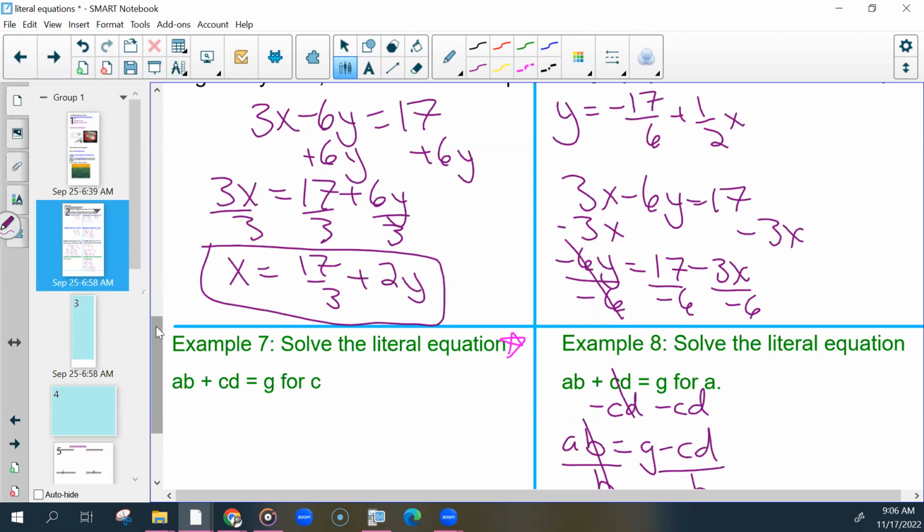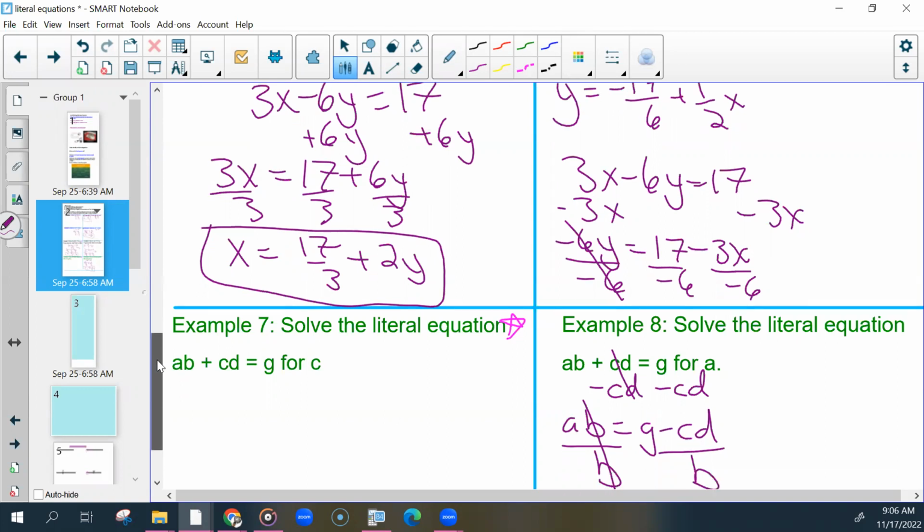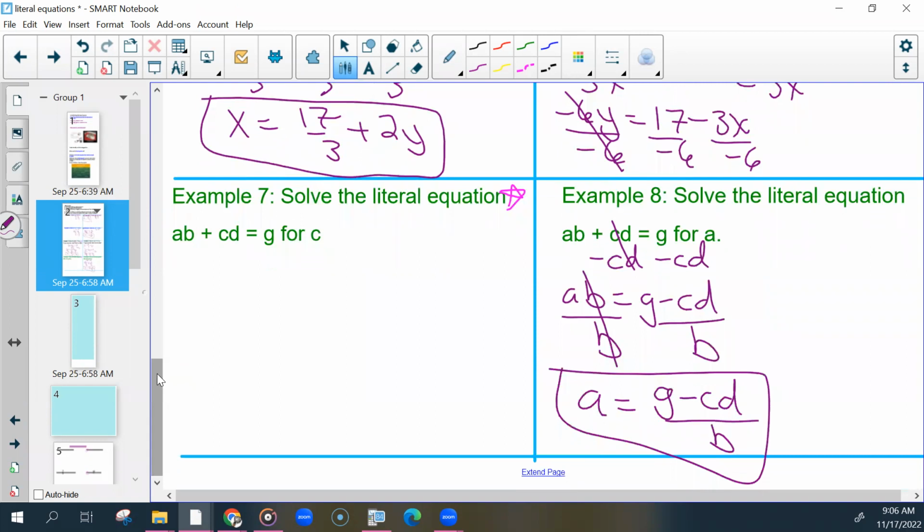Then for 7, the final answer was C, not D. C equals G minus AB all over D. Do we need to see that one?